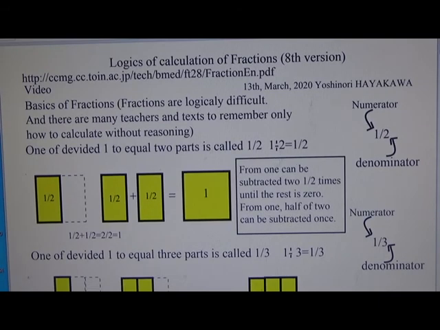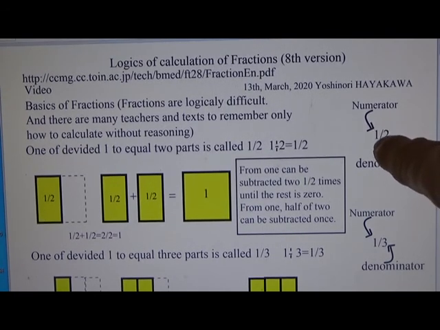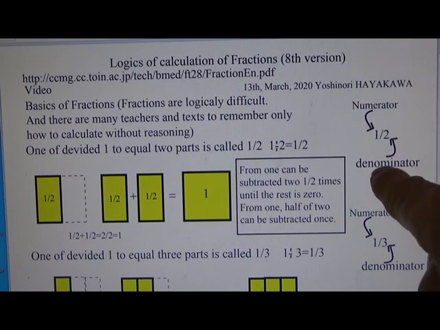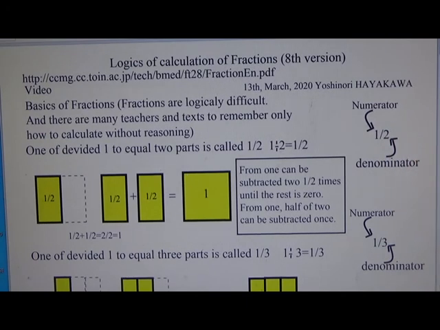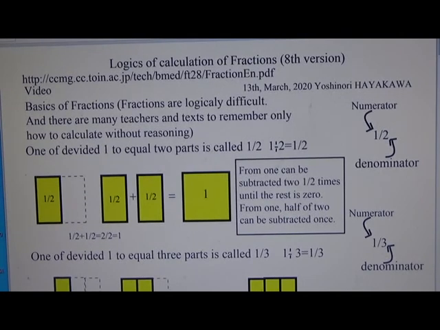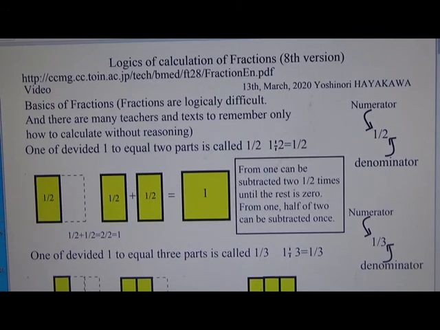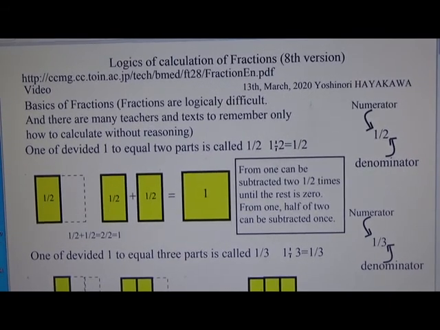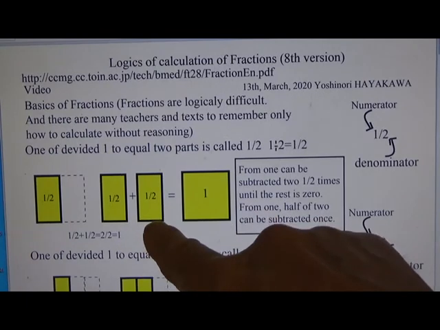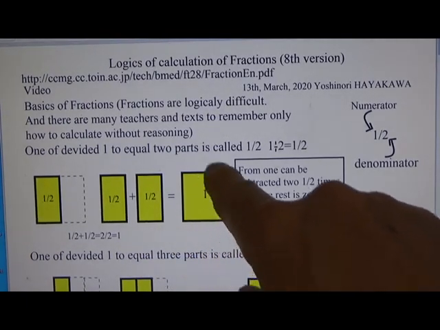One of the parts of quantity 1 divided into 2 equal parts is called 1/2. 1 divided by 2 is equal to 1/2. This is called the numerator, and this is called the denominator. This dotted line shows quantity 1, and the yellow part is 1/2. 1/2 plus 1/2 is equal to 1.